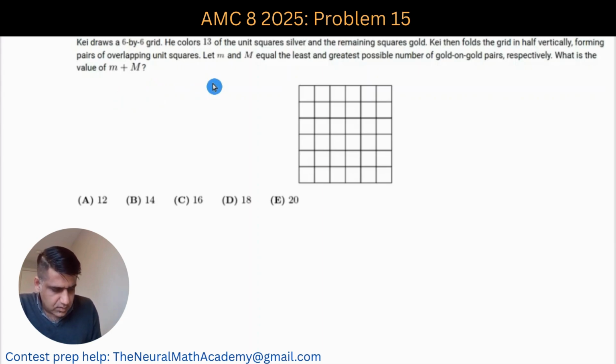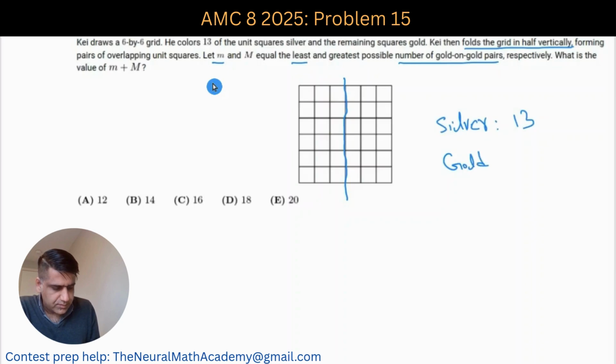Based on the given information, we can see that he is folding the grid in half vertically. So that means he's making a cut here. And M represents the least number of gold-on-gold pairs. So there are silver squares, 13, so then gold squares are total 23.